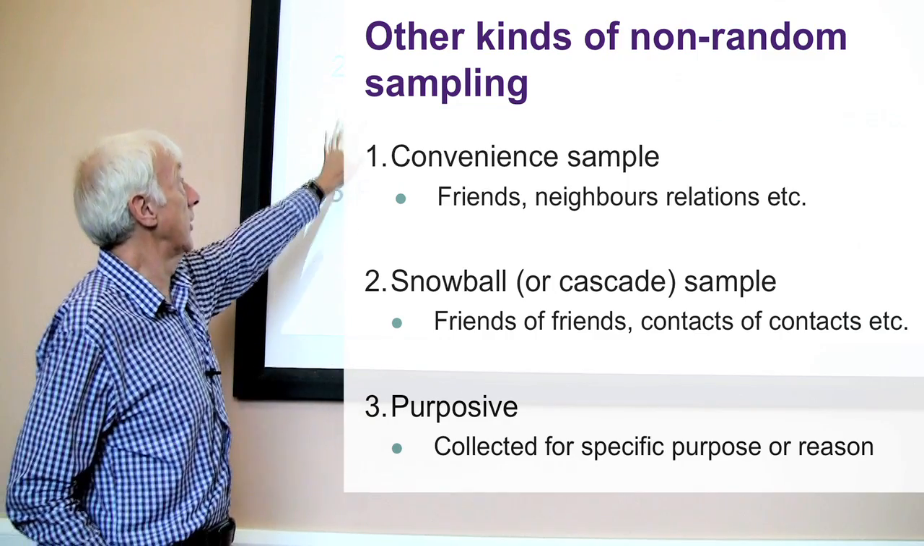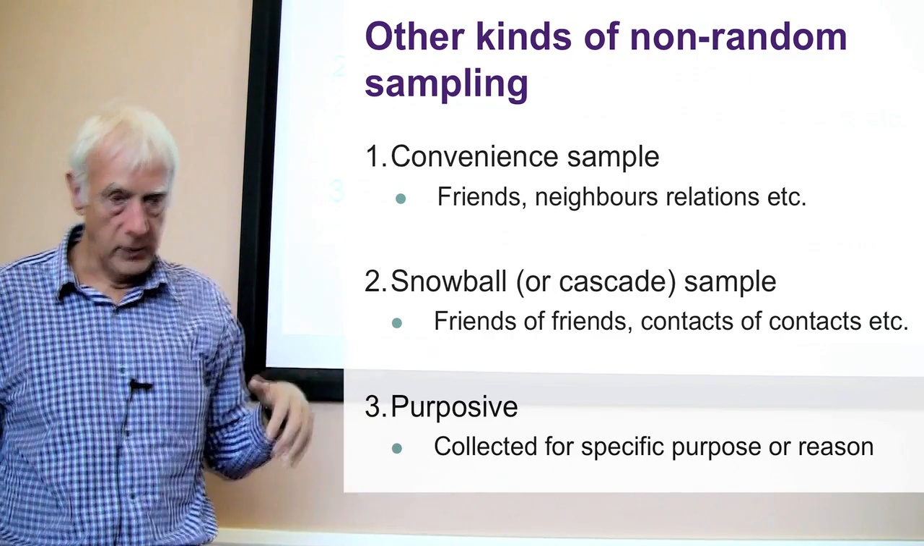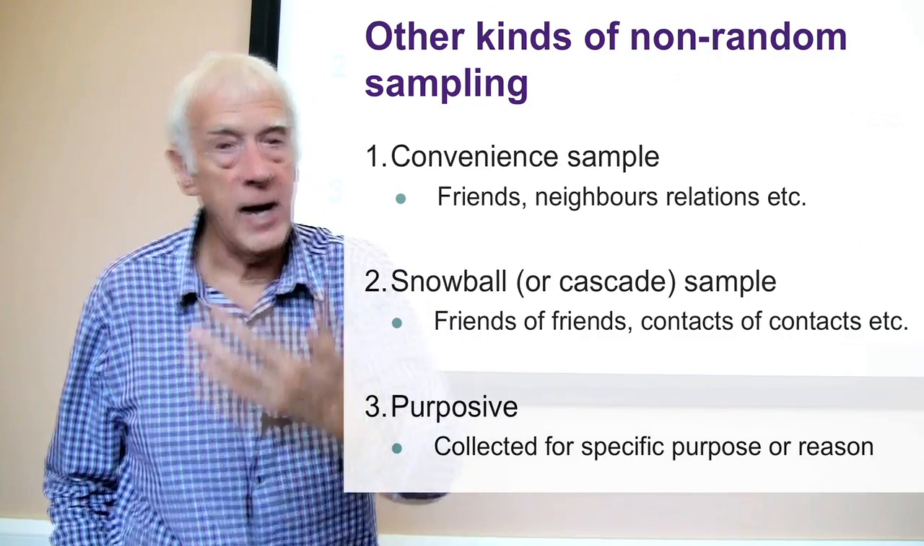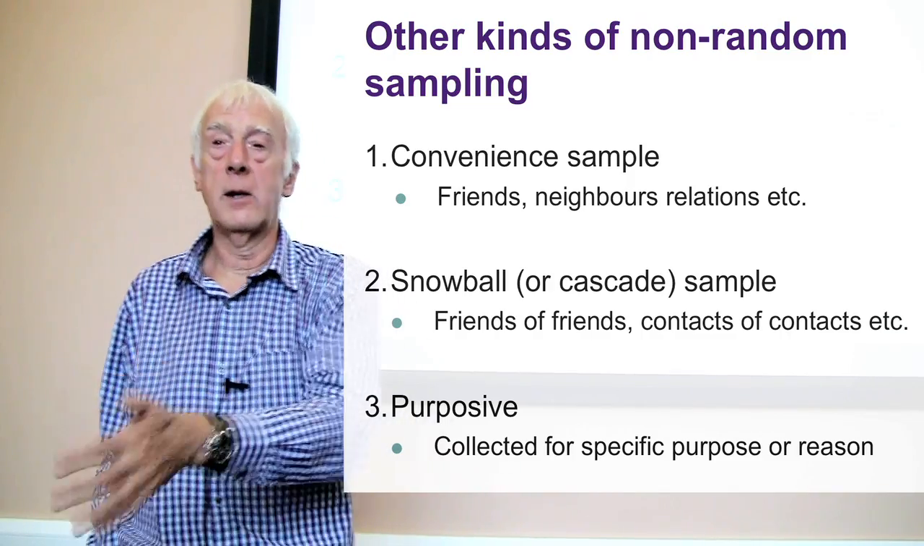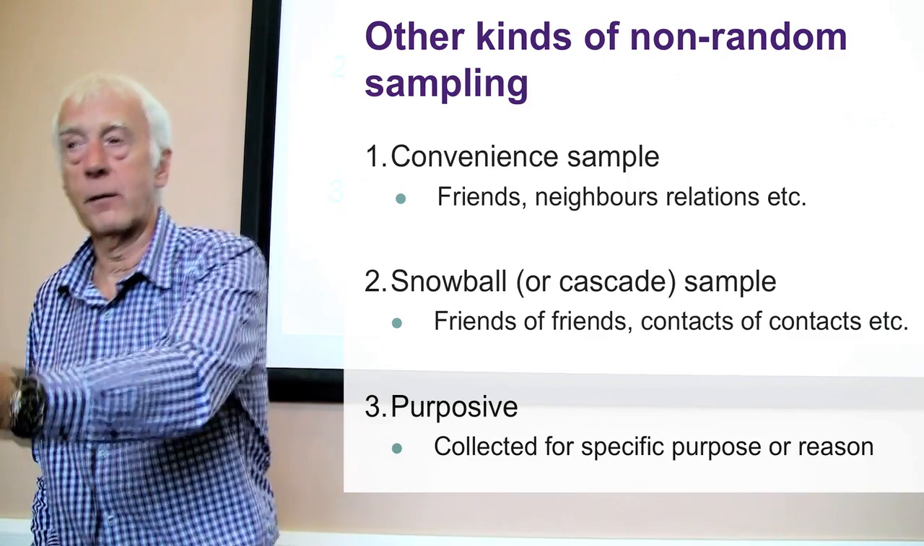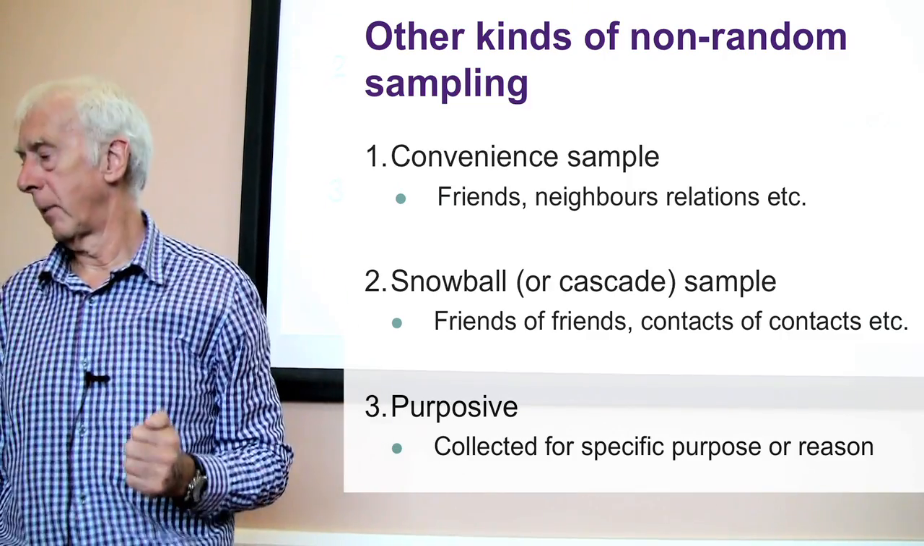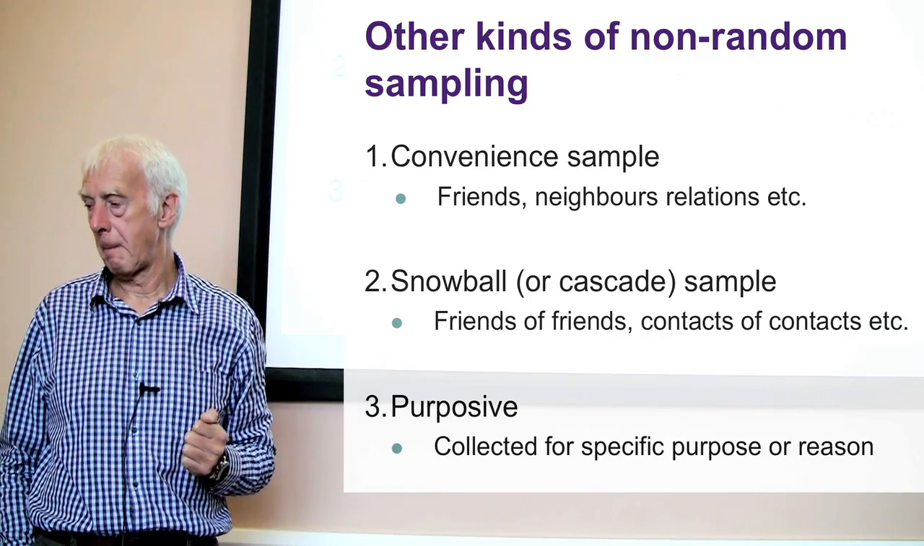A version of that, the snowball or the cascade sample, is you start by asking some people and then you ask them for people they know, not necessarily people you know, but other people they know who fit into the category you want, and then the friends of friends of friends and so on all the way down. So it's snowballing off from there.